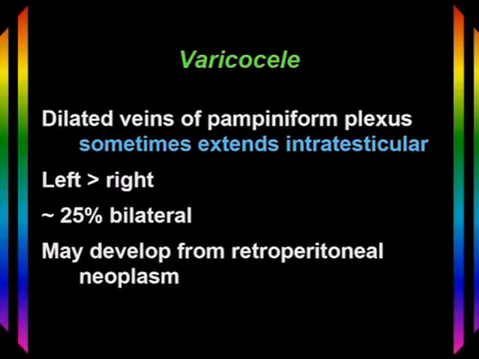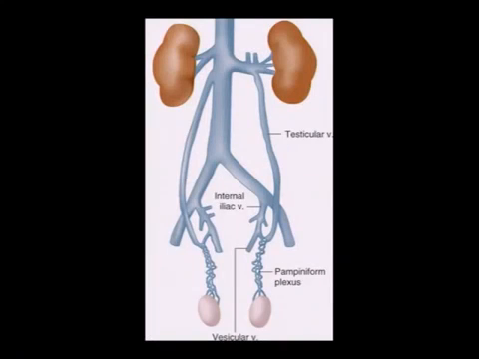Varicoceles are dilated veins of the pampiniform plexus. Sometimes they extend into the testicle. They're more common on the left than the right, but are bilateral in 25% of the cases. They may develop from a retroperitoneal neoplasm, which obstructs the venous return from the scrotum. The pampiniform plexus is the plexus of veins around the spermatic cord extending down into the scrotum.